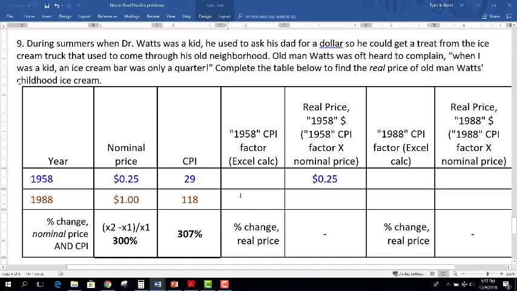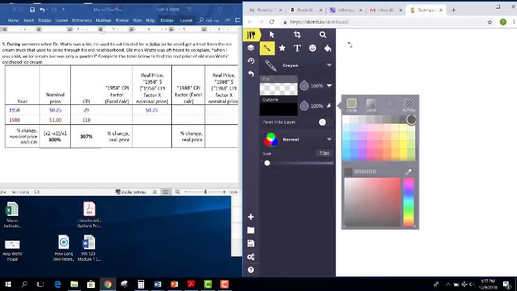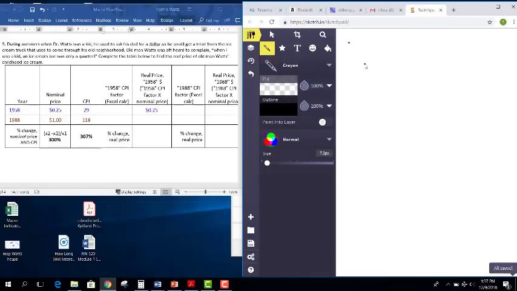Okay, now the CPI factor. For my CPI factor, I'm saying what value takes me from the new CPI in 2018? No, it's not 2018. What value takes me from the new CPI, in this case in 1988, back to the old CPI for 1958?